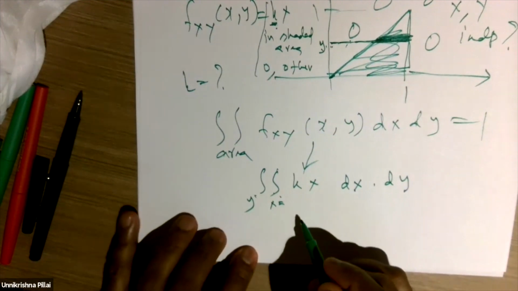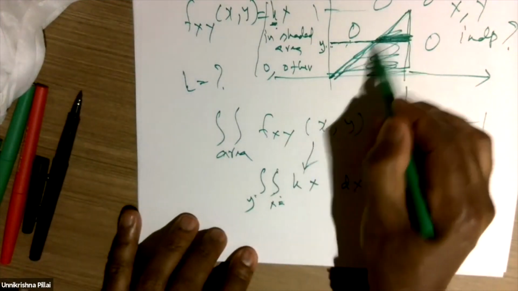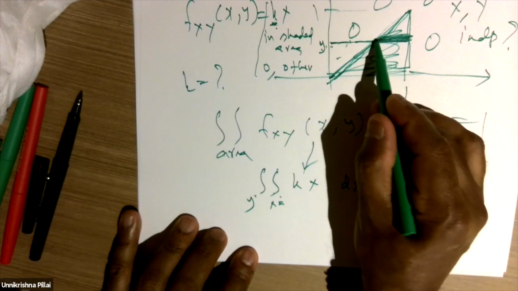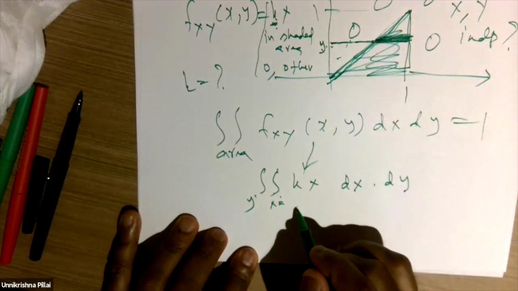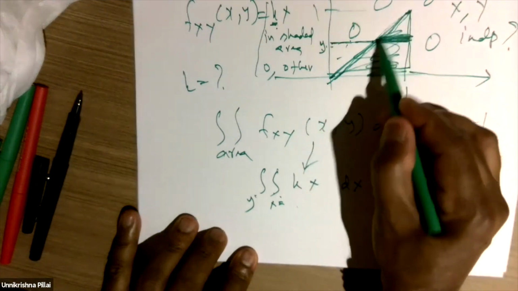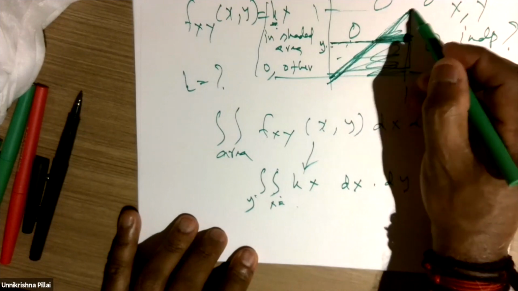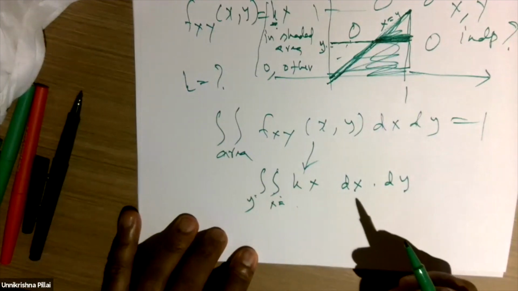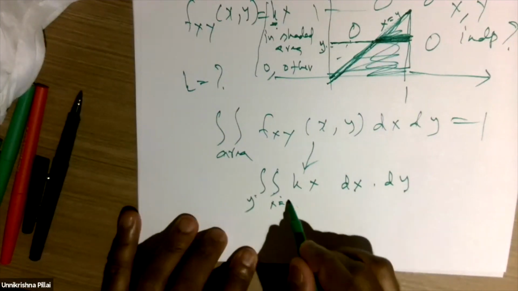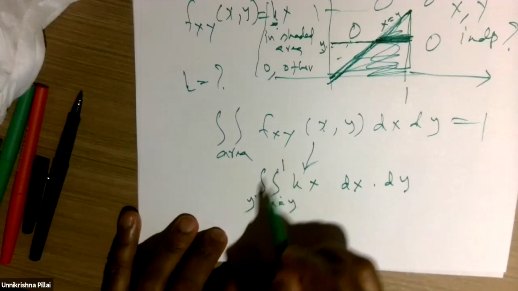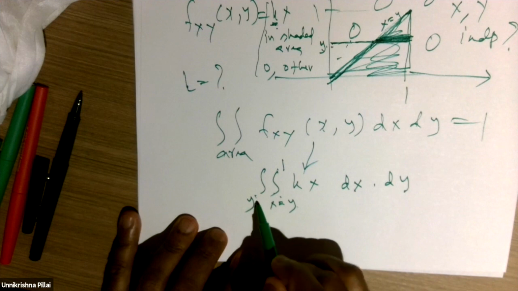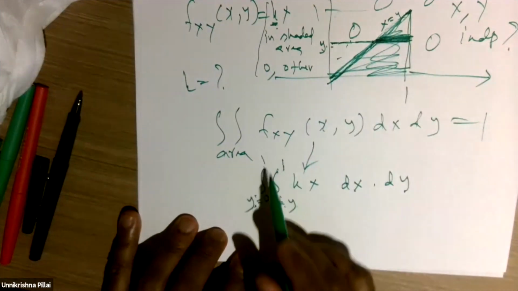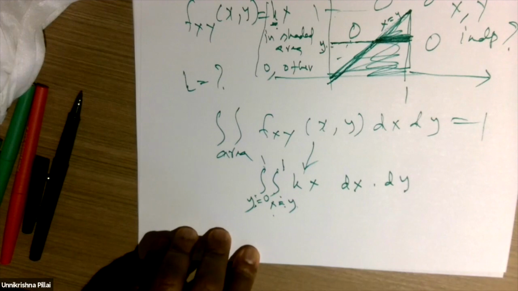What is this line? It's a 45 degree line, Y equal to X. So what will be the lower limit value of X? Y, right, not 1 minus Y. And what is the top limit? 1. How about Y? 0 to 1. Because if you put 0 to 1, 0 to 1 here, that's a different problem. So let's do this.